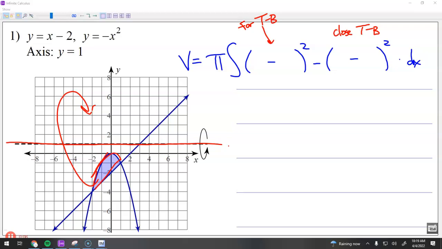y equals x minus 2 is a line, right? This guy is y equals x minus 2. And then this guy is y equals negative x squared. So which equation is farther away from the axis that we are revolving around? x minus 2 is, right? So remember, if you forget, you can start at your axis, draw a vertical line, and then the graph you come to first is closer, and the one you come to second is farther. So this one's farther. How far away are these two things?